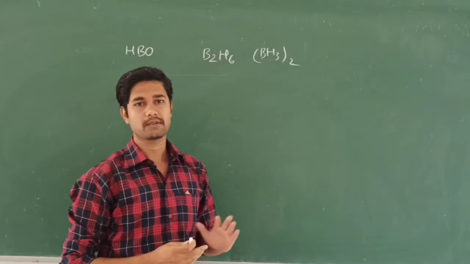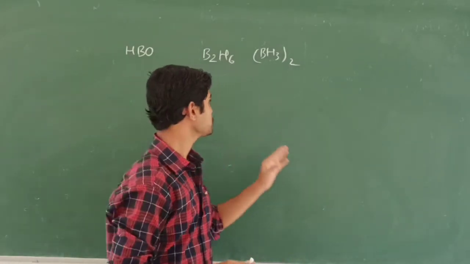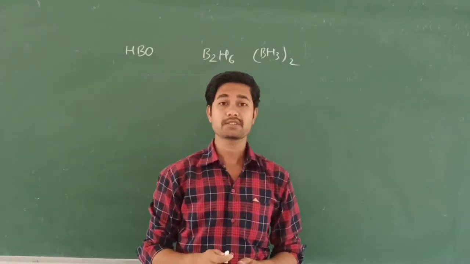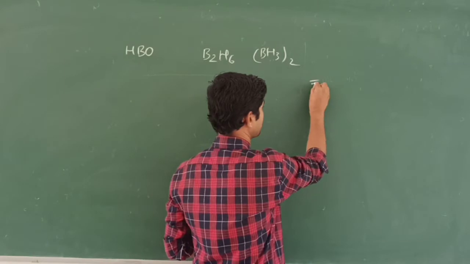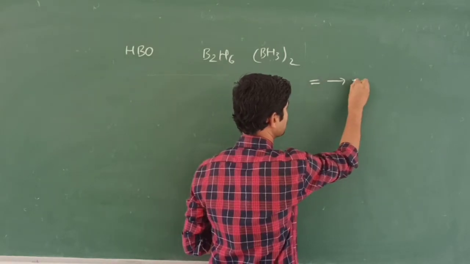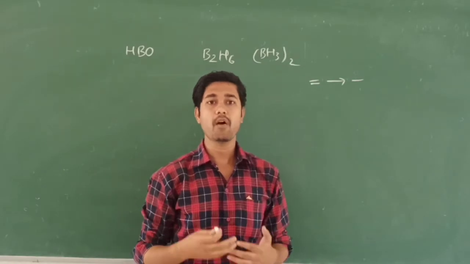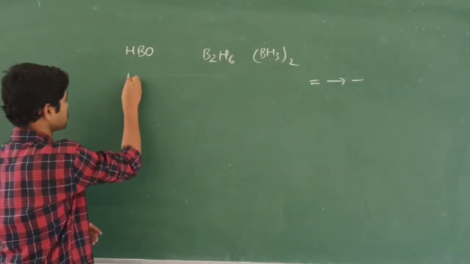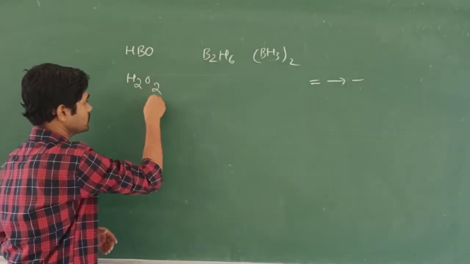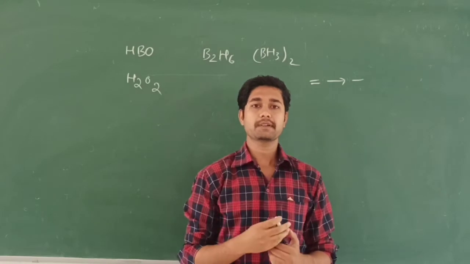So we are going to discuss the hydroboration oxidation method. The alkene reacts with the diborane, and an addition product will be formed. You know that an addition product is nothing but the conversion of a double bond into a single bond. Then the oxidation takes place, where we use hydrogen peroxide, H2O2, as the oxidizing agent. We obtain the respective alcohol.